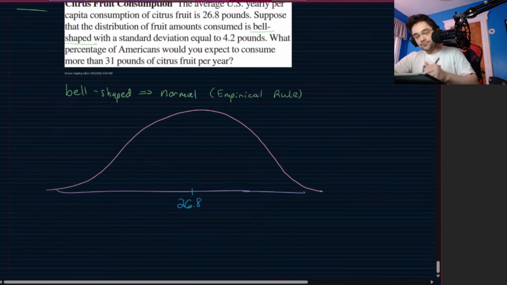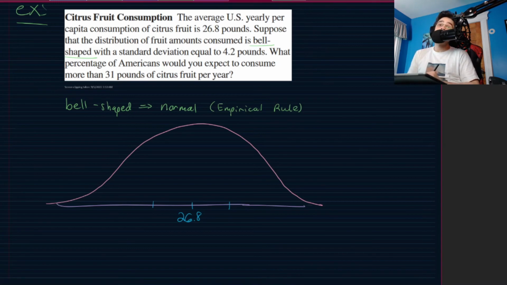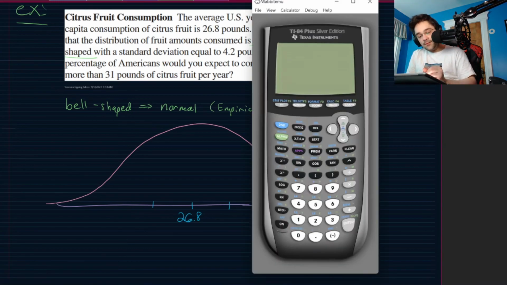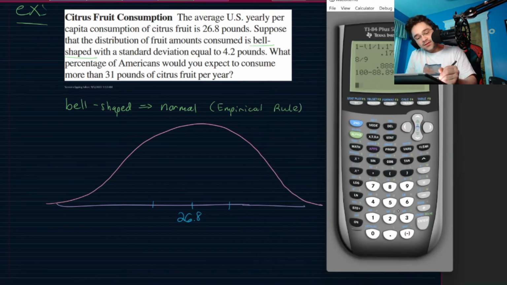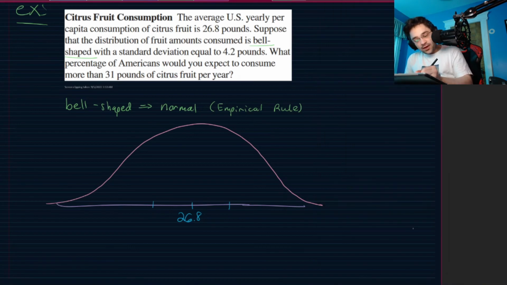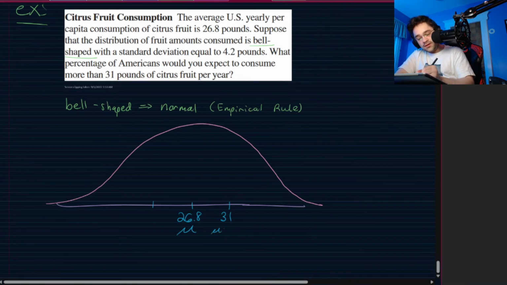So let's try to see what one standard deviation away from the mean in each direction would be. What would this number be to the right? One standard deviation to the right, we take the mean, 26.8, and we just add the standard deviation, 4.2. So this value right here is 31. The value one standard deviation to the left of the mean, let me just call this mu so that you know what it is. And this is mu plus sigma, actually.